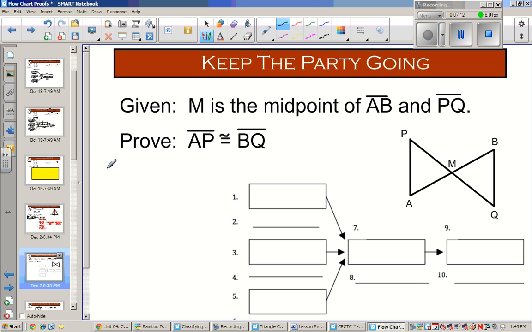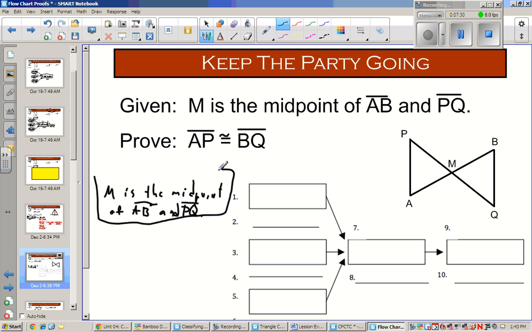This one says M is the midpoint of AB and PQ. So if M is the midpoint of AB and PQ, that's the only thing we're given. Let's try to see if there's anything else in there. So if M is the midpoint of AB, we know those two have to be congruent. So I can draw an arrow saying that AM has to be congruent to MB, and that's the definition of midpoint.